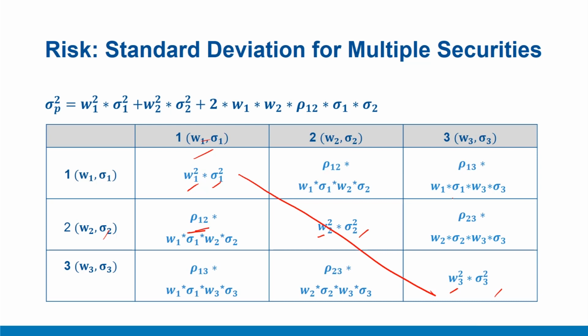Similarly, if you look at this particular box here, you are combining W1 sigma 1 with W3 sigma 3. So this term will result, and then in addition you are putting a correlation term, and this goes on for all the non-diagonal or off-diagonal boxes like this and this. Each of these non-diagonal boxes will include a correlation term, because here we are combining the variance of two different securities. Unlike diagonal terms where we have the same security and the variance term was computed.